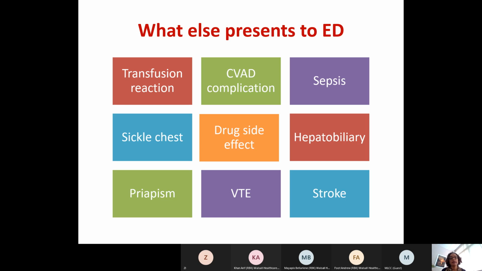Sepsis, we should all be familiar with sepsis. An acute sickle chest, drug side effects, hepatobiliary complications, priapism, PE, DVT, and stroke. And I'll talk a little bit more about these later on.